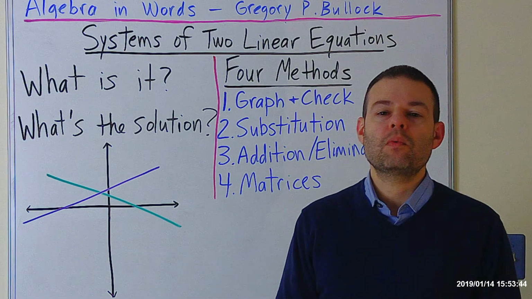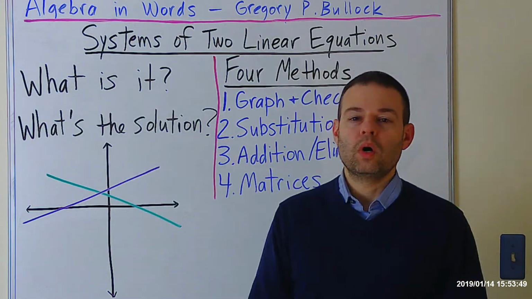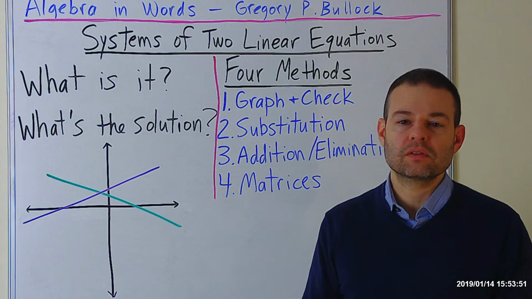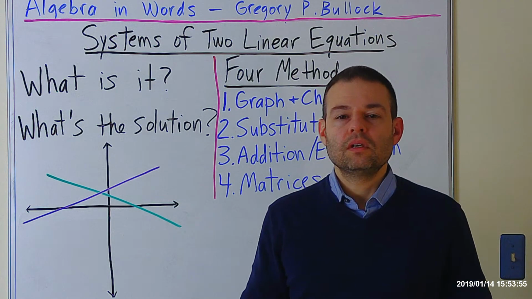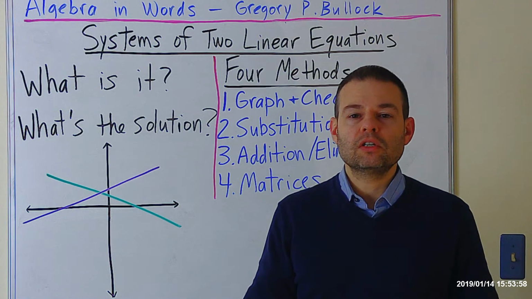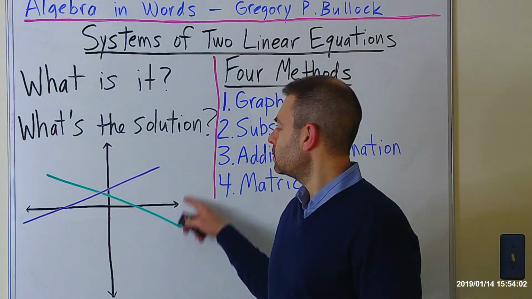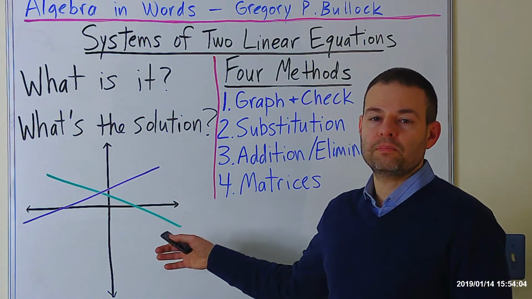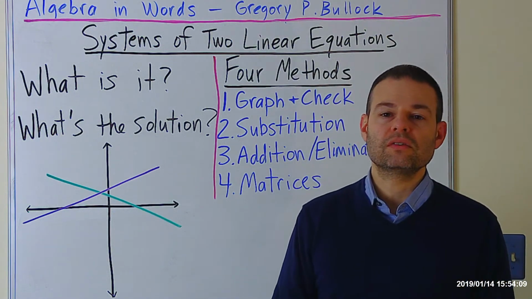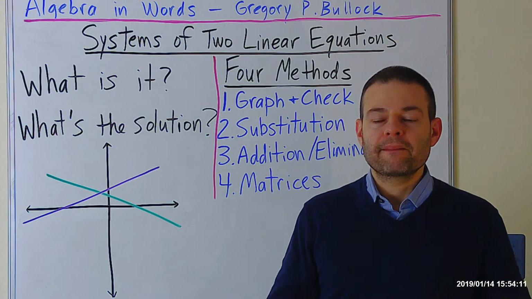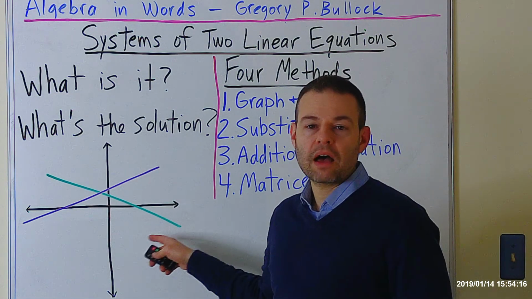So the first thing that I want to discuss is, what is a system of two linear equations? A system of equations is when you have multiple equations, or mainly their graphs, on one graph. What I have here is just a sample graph with two lines representing two linear equations on the same graph. Okay? A system of two linear equations means two lines on the same graph.